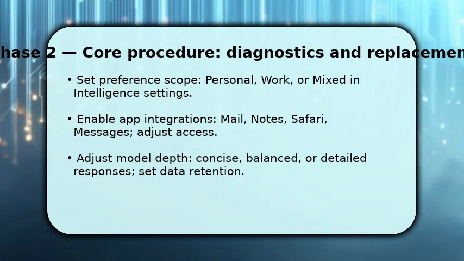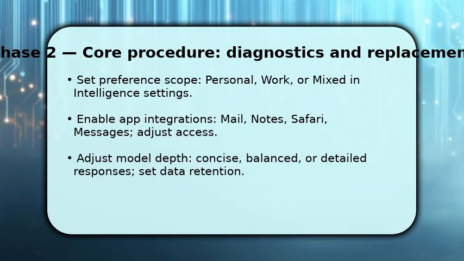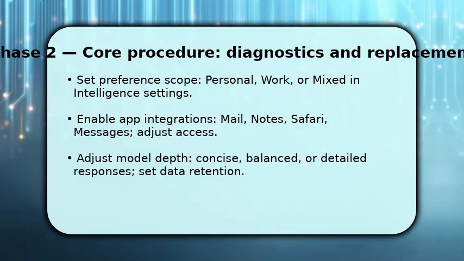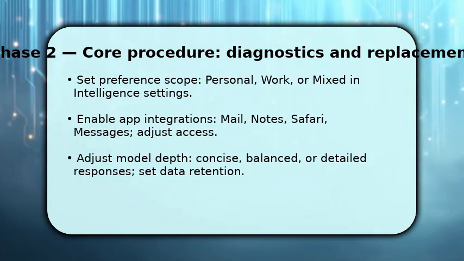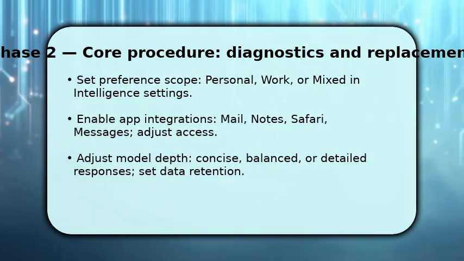Now you configure how Apple Intelligence interacts with apps. You pick a preference scope, personal, work, or mixed, so suggestions fit your context. Next, enable integrations for Mail, Notes, Safari, and Messages, and explicitly grant or revoke access per app. This controls what the model can read.